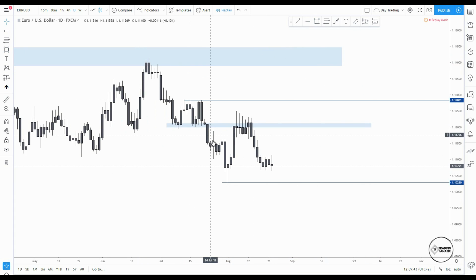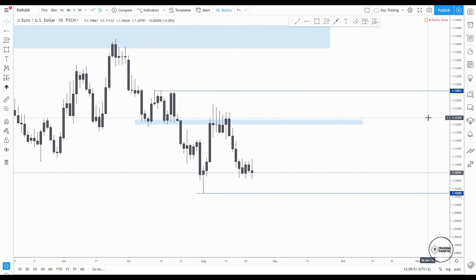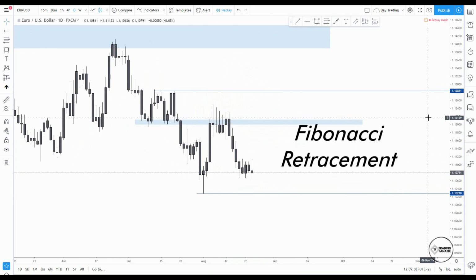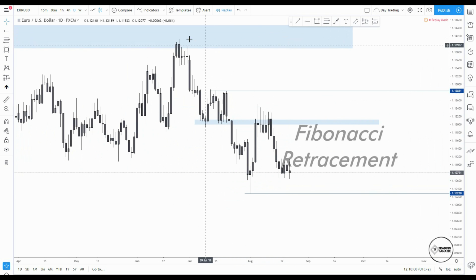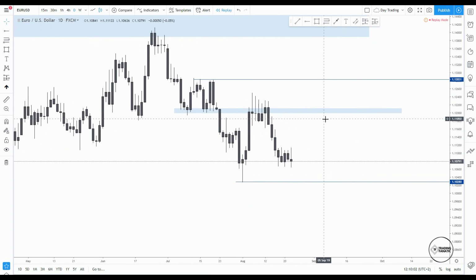So price action broke below, came back to retest, left a lot of wicks and pushed to the downside to create a very nice leg. So from here, we should start using our trading arsenal. So I'm sure you all guys use Fibonacci levels. They are absolutely perfect for trending markets.